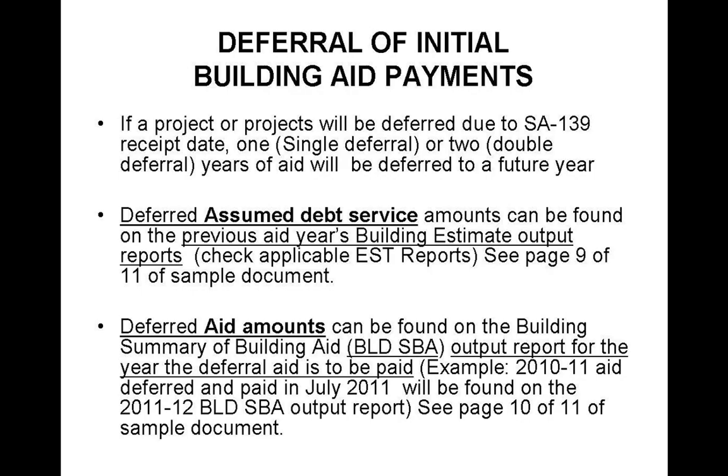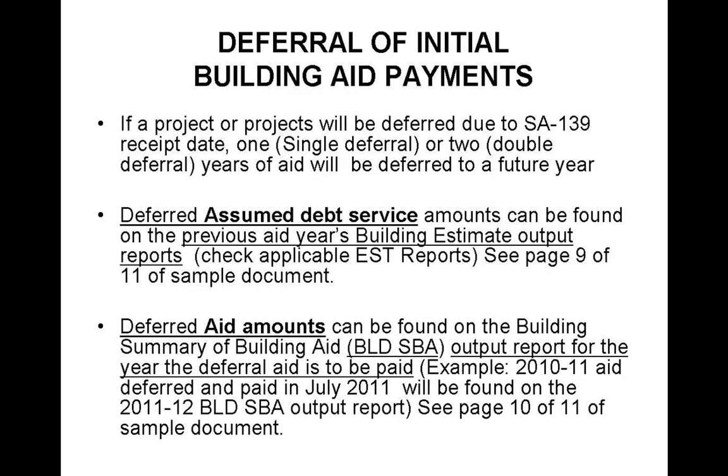The deferred aid amounts can be found on the building summary of building aid, or the Build SBA output report for the year the deferral aid is to be paid. For example, if 2010-11 aid was deferred and paid in July 2011, then that will be found on the 2011-12 SBA report. And if you look at page 10 of 11, line 5 has to do with the deferral, and that's just a portion of the Build SBA report.